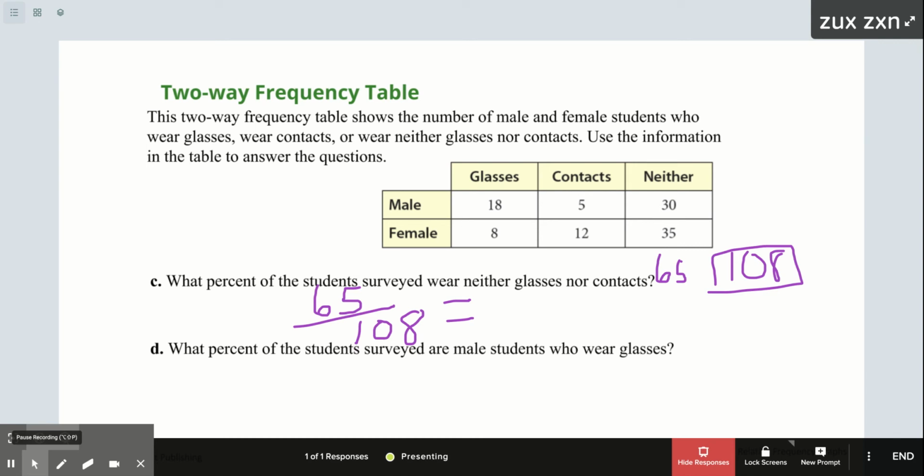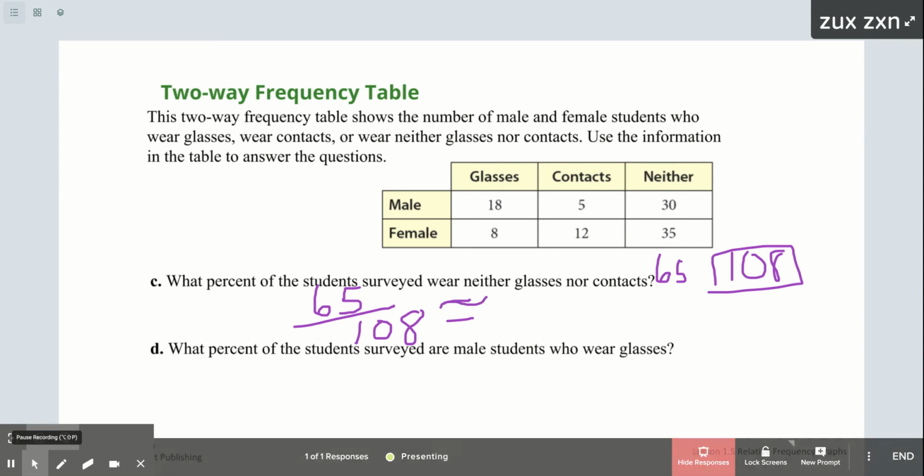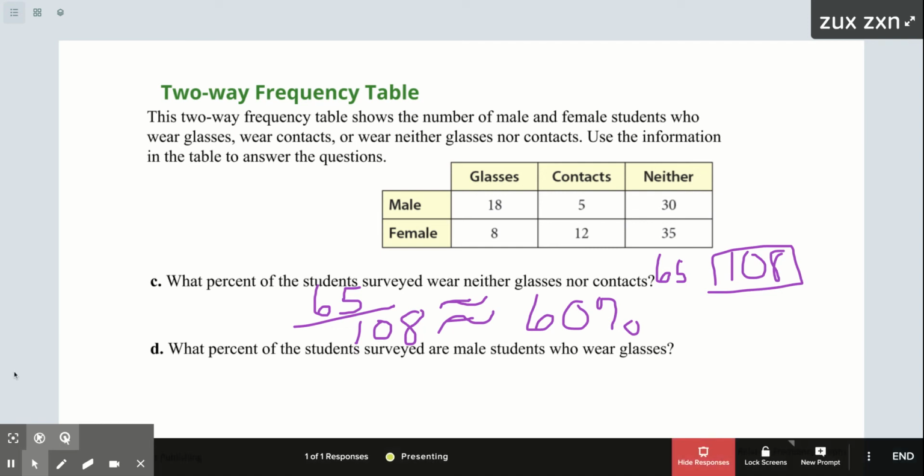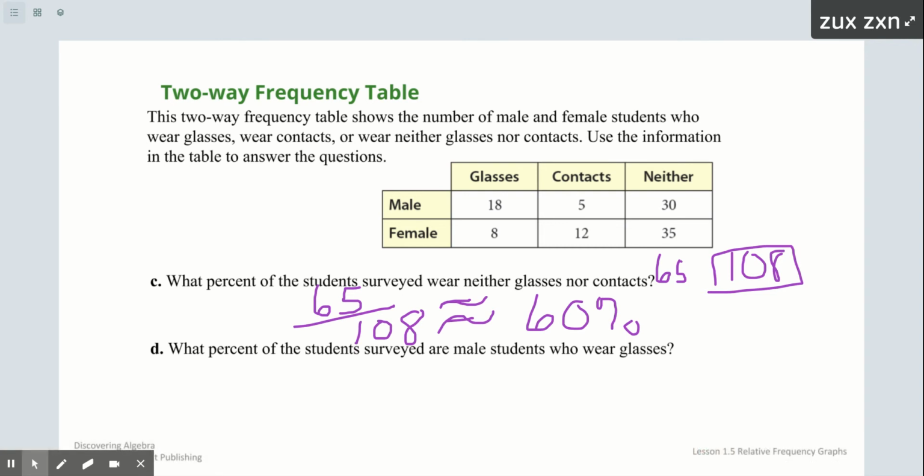And I'm actually going to change this to a little squiggly. This means about instead of equals. That's about 60%. Your actual answer is 60.185, et cetera, et cetera. Okay. And then what percent of students surveyed are male students who wear glasses?